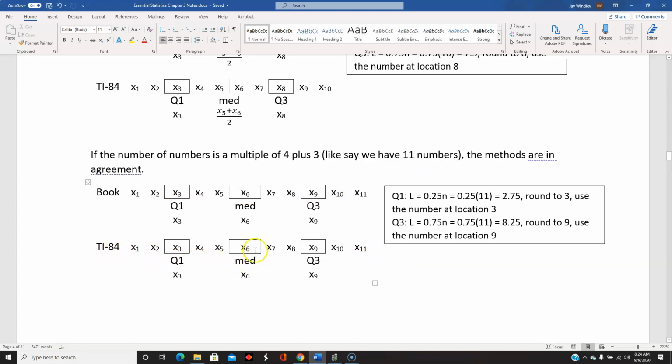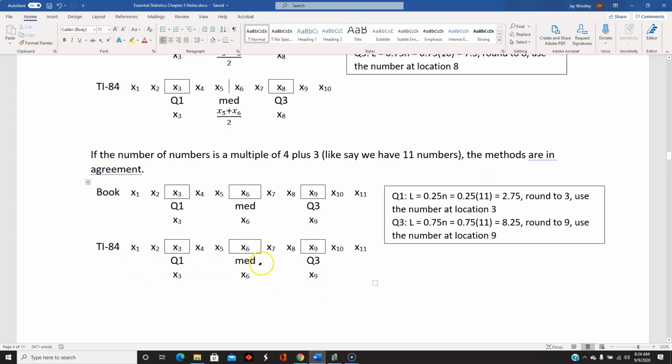The TI-84 method is the median is x6 because that has 5 numbers below it and 5 numbers above it. And then now you forget about the median and you look at the 5 numbers in the bottom half. x3 is in the middle of that. And then you look at the 5 numbers in the upper half, and x9 is in the middle of that.